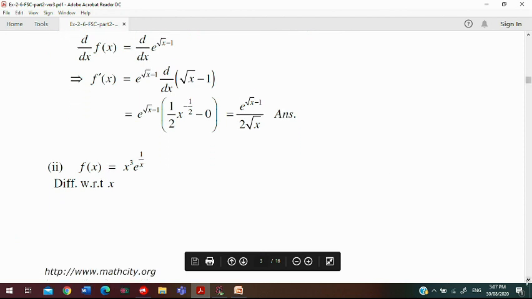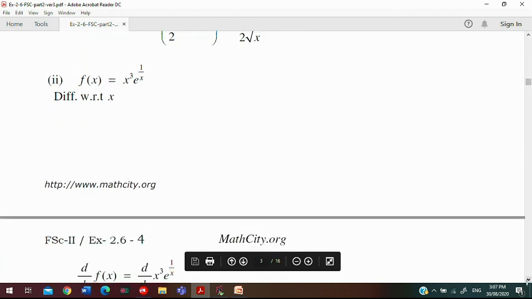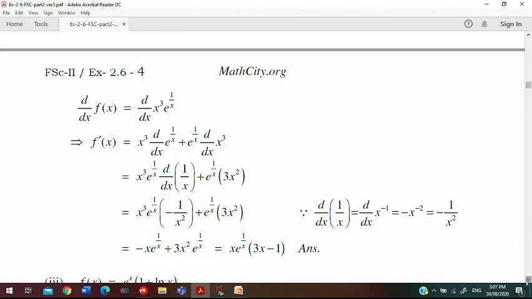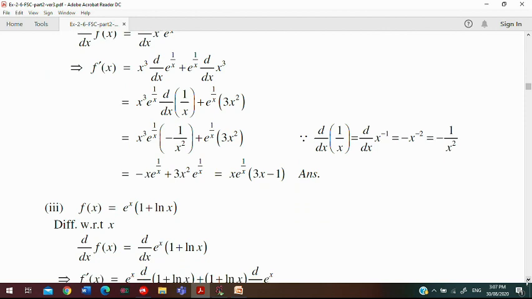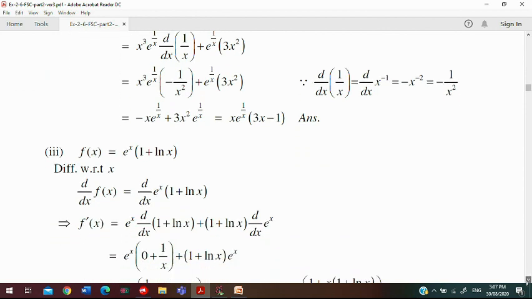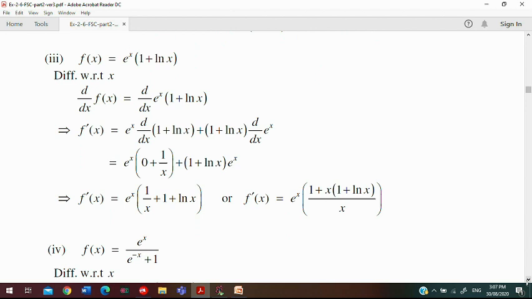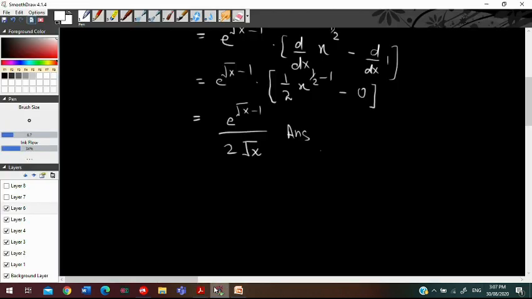F of x is equal to x cube into exponential 1 by x, which means these are the product of two functions. You first apply the product rule and then you differentiate both functions separately. Now here you have the third part, in which f of x is equal to exponential of x into 1 plus log of x.